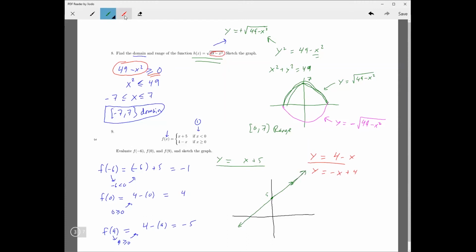And then this red one has slope -1 and y-intercept 4. So it's going to go through 4. That's 4. But the slope is -1, so it's coming down like this. So slope -1 means as it goes across, it goes down 1.